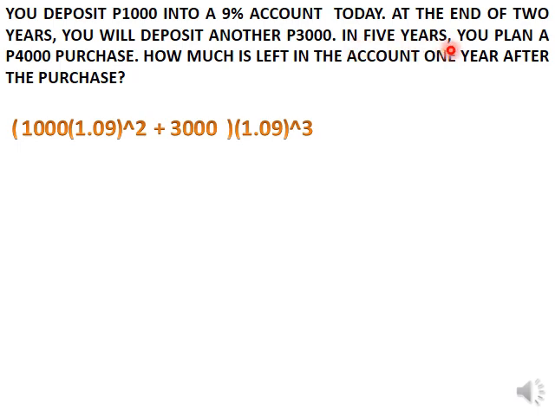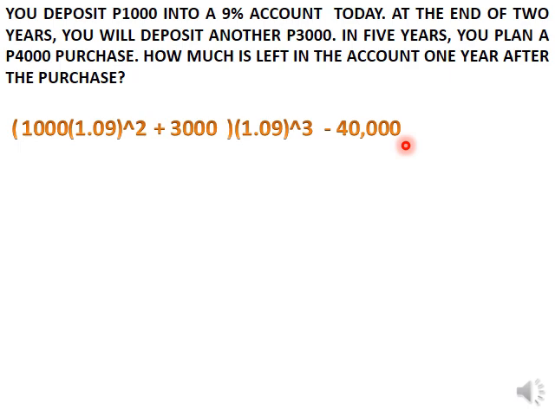In 5 years, you plan a 4,000 purchase. So here, after 5 years, you plan a purchase of 4,000. So you go to the bank and withdraw 4,000. So we withdraw 4,000 here. Okay, this is the amount of money left in the bank after 5 years.